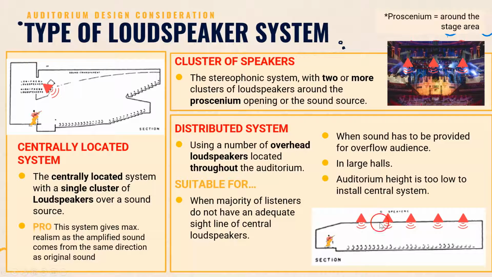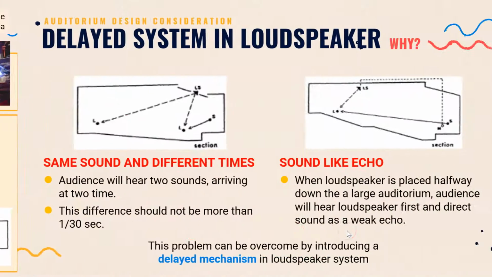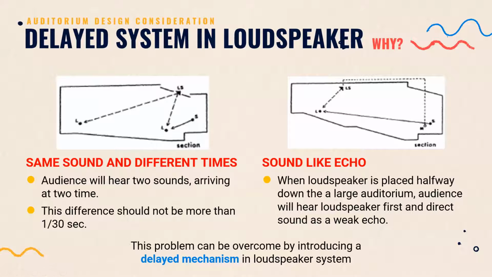So the last one is the distributed system. This one is suitable for halls with low ceilings and where sound has to be provided for an overflow audience. So imagine if you're speaking here, okay, of course you need people at the back to hear. So it's very hard for us to speak louder, especially when the ceiling is very low. So we need speakers. This one you will see a lot in exam halls, because in exam halls the ceilings are lower. So in certain cases we need this.